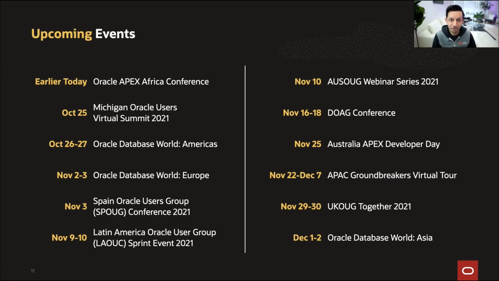There's a number of events coming up very soon, so I wanted to outline just some of them that are happening in the next few months. Earlier today, there was the first ever Oracle Apex Africa conference. We've got events with Oracle Database World, and that's happening in the Americas, in Europe, and in JPAC, where we'll have sessions on Apex. There's also the Spain Oracle User Group Conference, November 3rd, the Latin America Oracle User Group Conference. There's a number of events in Australia as well. There's a webinar series. There's the Apex Developer Day. There's the Groundbreakers virtual tour. There's the UK OUG conference as well. There's DOAG and a whole lot more.